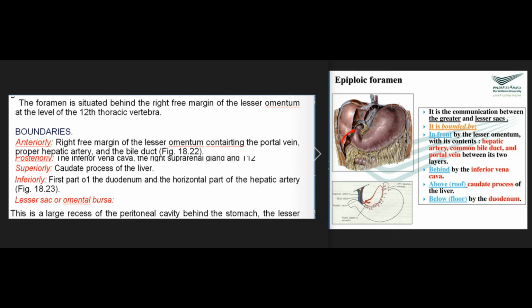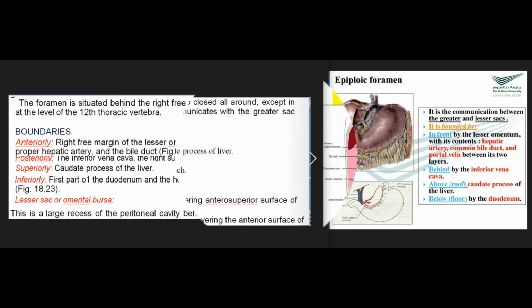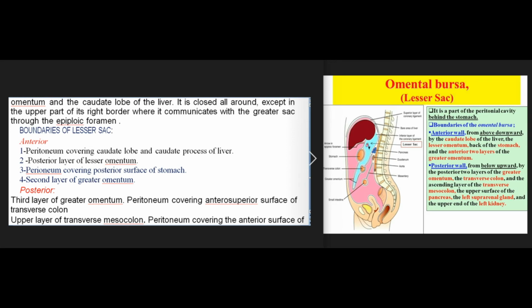Lesser sac or omental bursa. This is a large recess of the peritoneal cavity behind the stomach, the lesser omentum and the caudate lobe of the liver. It is closed all around, except in the upper part of its right border where it communicates with the greater sac through the epiploic foramen.